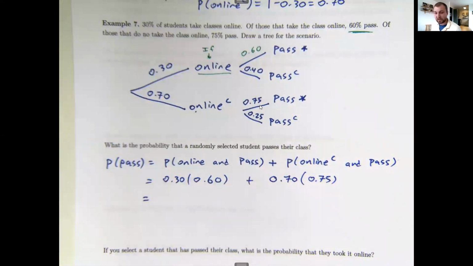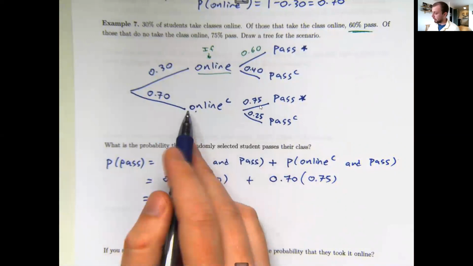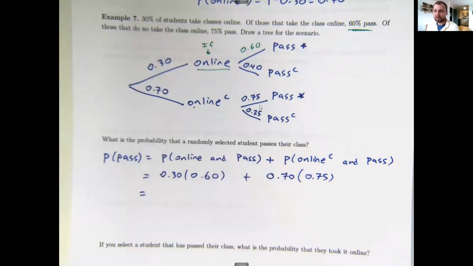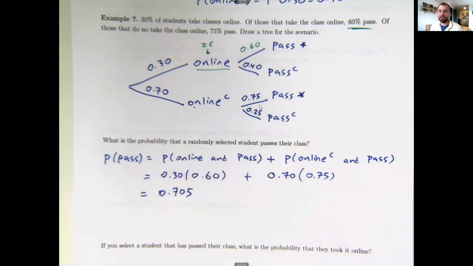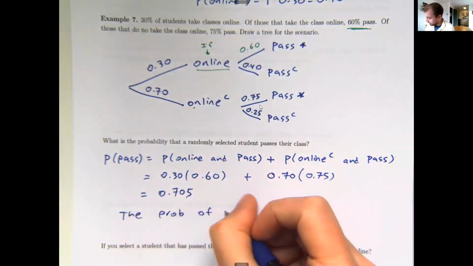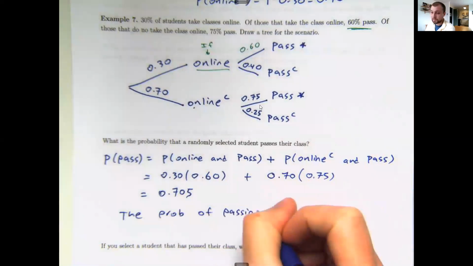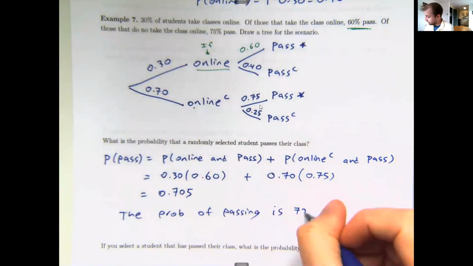Again, I'm expecting this to be between 60 and 75. Given that more people take classes not online, it's probably going to be closer to the 75. If I had to guess, maybe like 70 something. And I will hit enter. Great guess. 70.5%. So the probability of passing a course, regardless of the modality of the course, is 70.5%.